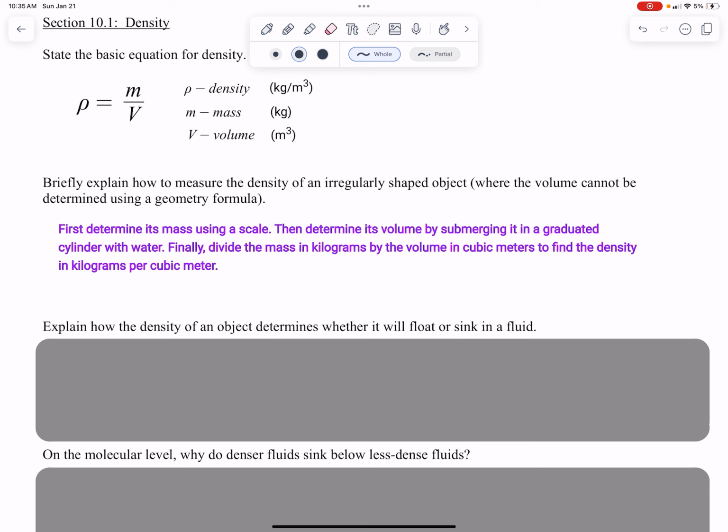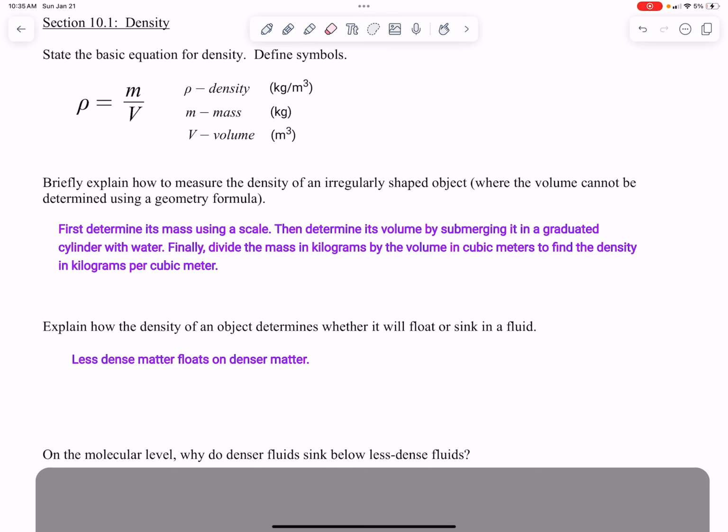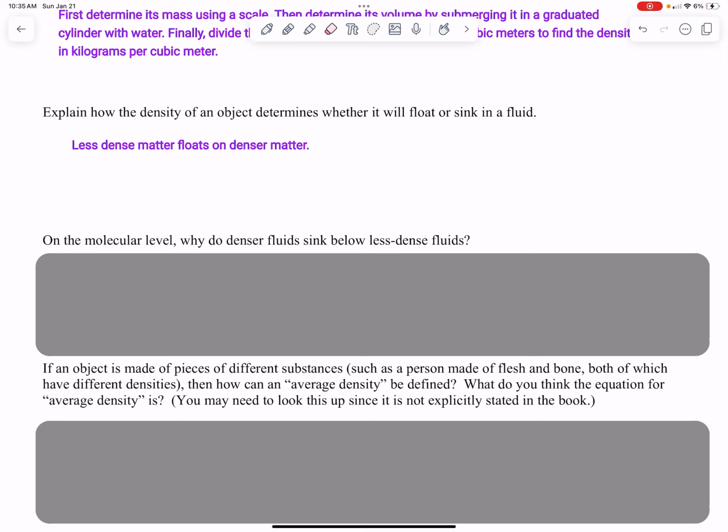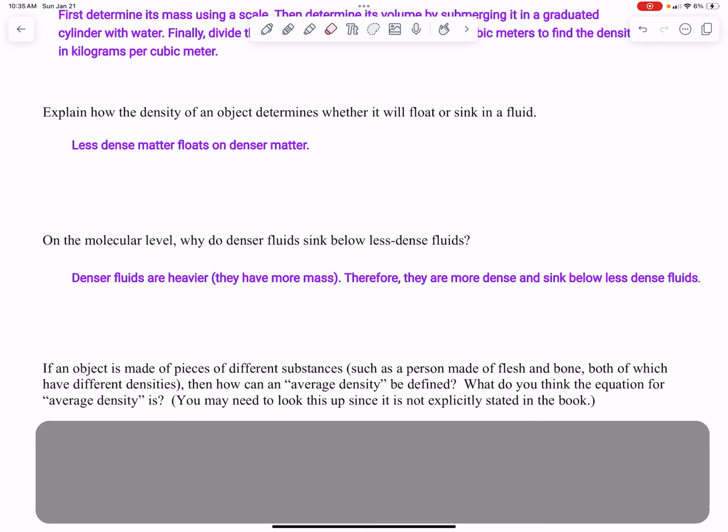Explain how the density of an object determines whether it will float or sink in a fluid. Well, the simple old adage is less dense objects float on more dense objects. So the lighter the object, the less dense the object is, the more it will float on top of more dense objects. On a molecular level, why do denser fluids sink below less dense fluids? Well, denser fluids are heavier, which means they have more mass. Therefore, they're more dense and sink below less dense fluids.